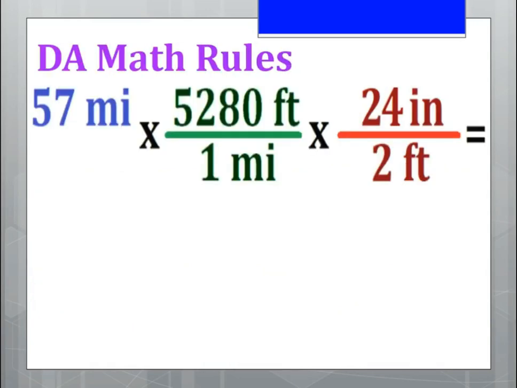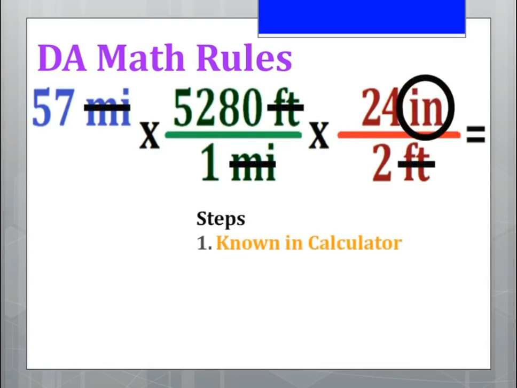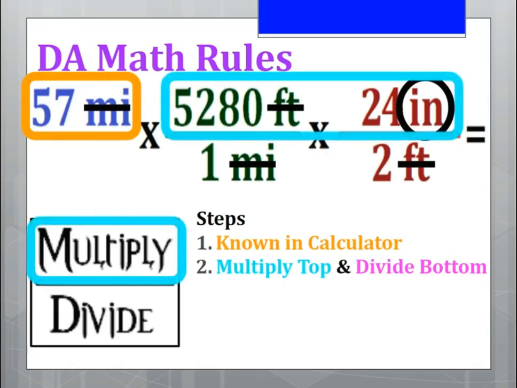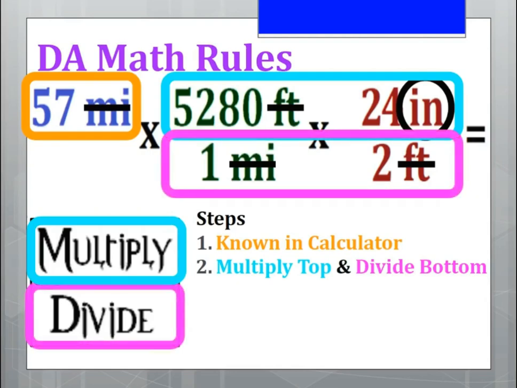Now, if you take a look at this, remember, we're getting rid of our units until we get to the thing we want. You're going to first put the known in your calculator. That's the thing the problem gives you, in this case 57. You will then multiply the top and divide the bottom. It doesn't matter what order you do this in as long as you multiply top and divide bottom. So the multiply will be the 5,280 and the 24, and the divide will basically be the 2.